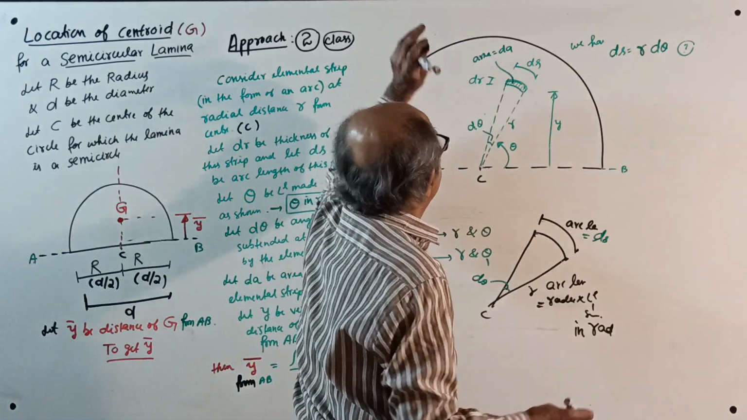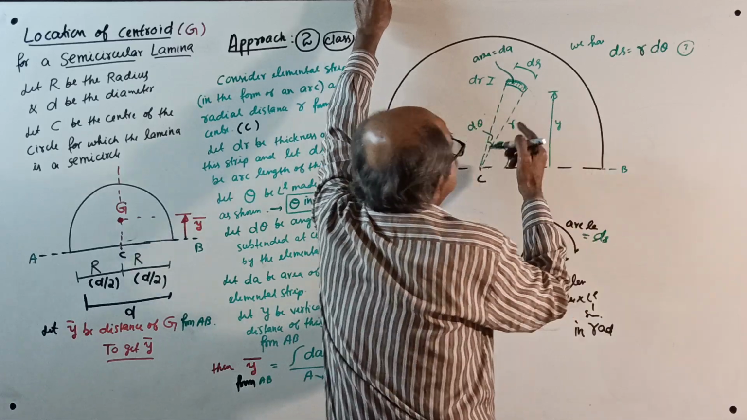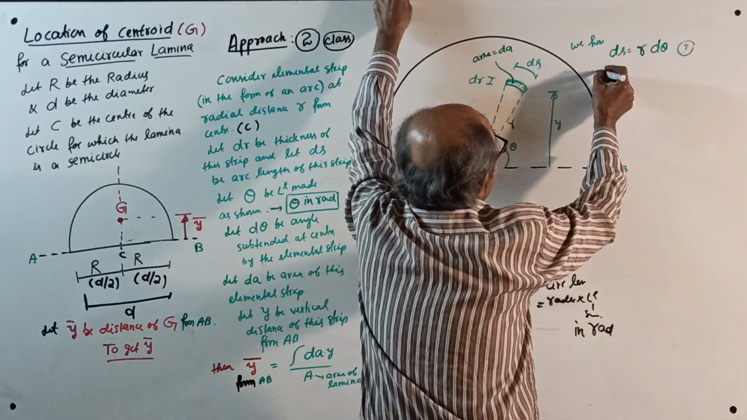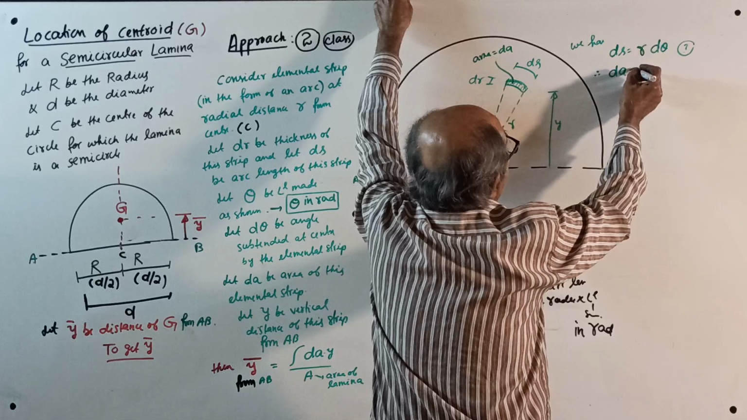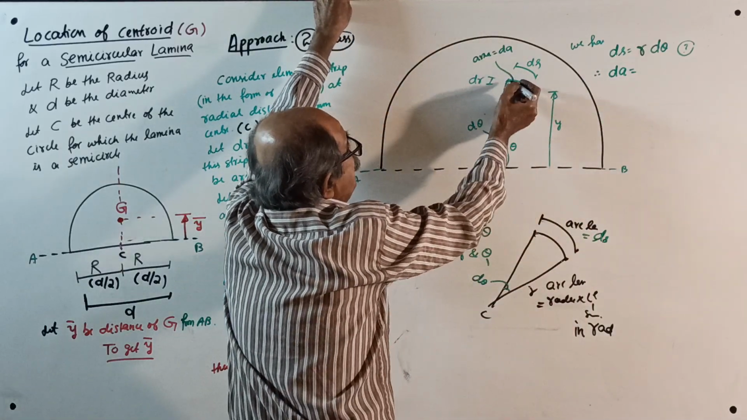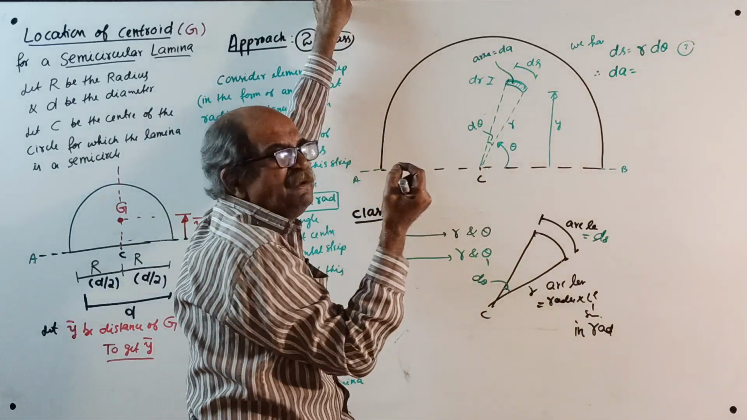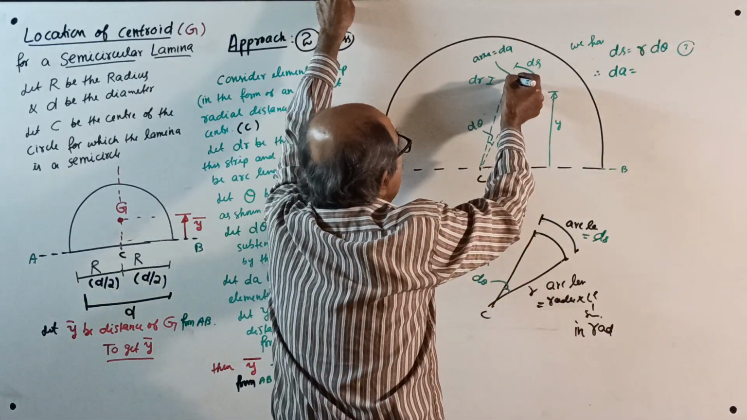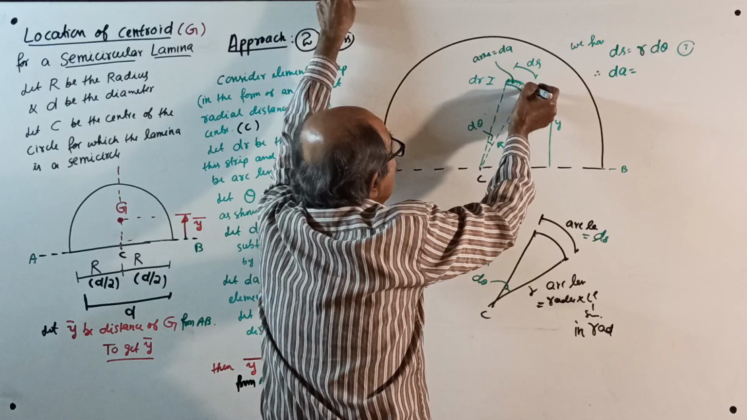Okay, ds we got. Now, next, dA. What is dA? dA is the area of the strip. Since it is very small, you can take it as a rectangle of ds into dr.